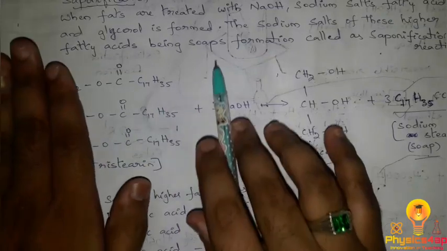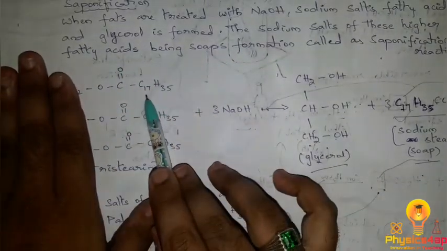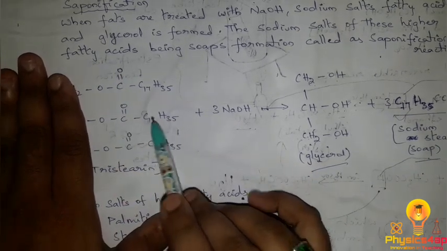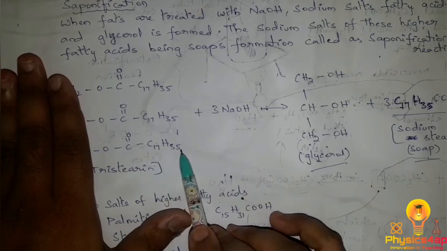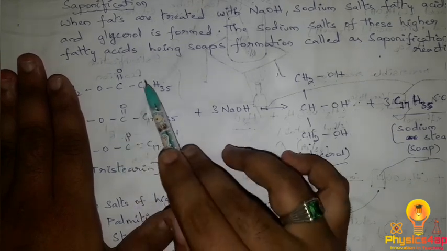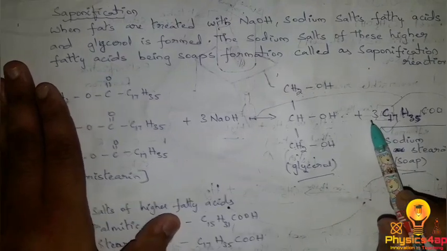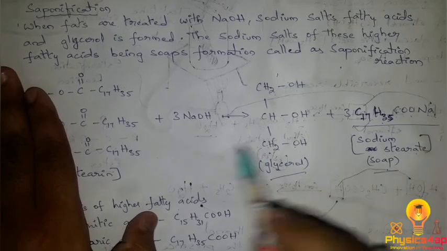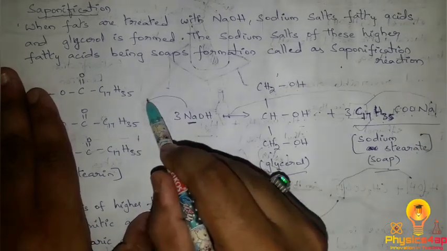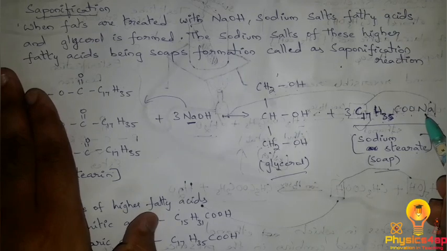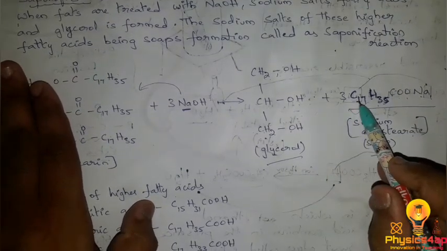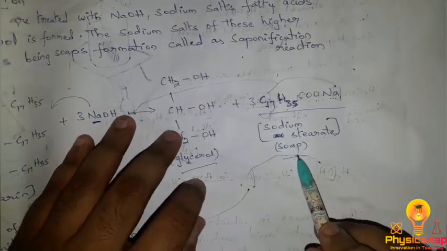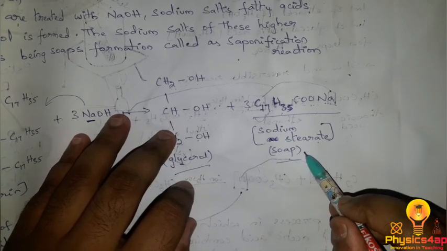Now when we react with the sodium, this whole compound, C17H35COO, how many are there? 1, 2, 3, 3 are there. So we have 3 C17H35COO, and we have Na over here. So Na gets combined with this to form 3 C17H35COONa, which is called sodium stearate, the soap over here.